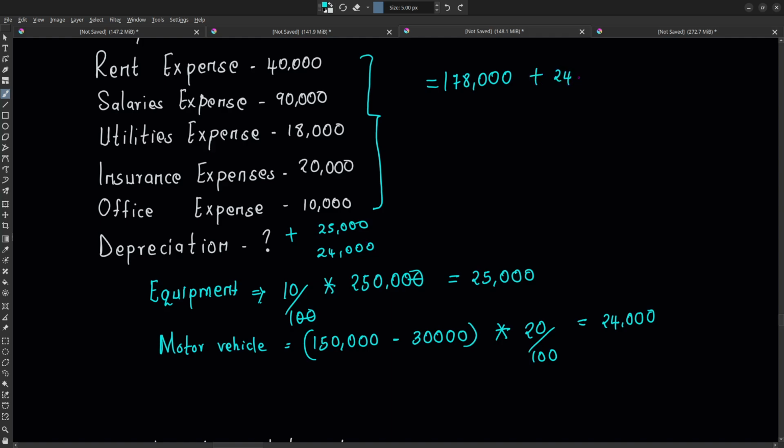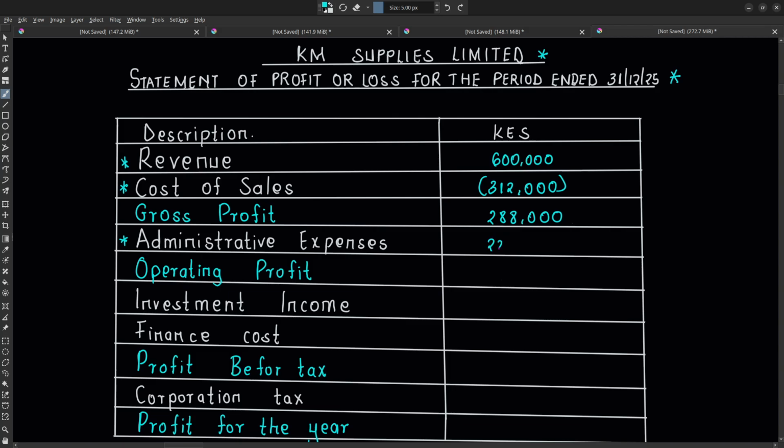So you should note that we have 25,000 and 24,000 as depreciation expense. So we need to add 24,000 and 25,000, and we're going to have a total of 227,000. These are operation costs, or rather the administrative costs. These are costs that a company incurs in the process of managing the business, like rent, salaries. So even depreciation cost is an operating expense. So we are going to have 227,000. Remember, this is a negative value. So 288,000 minus 227,000 is going to give us 61,000. So our operating profit will be 61,000.